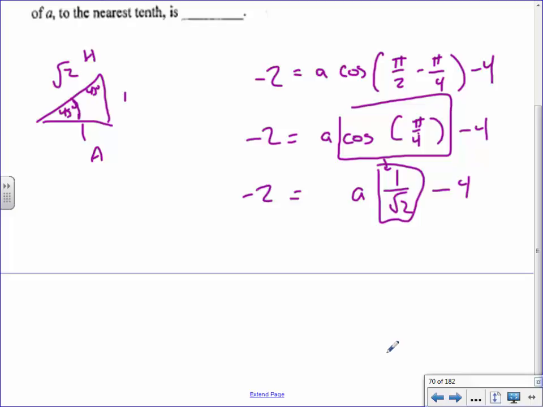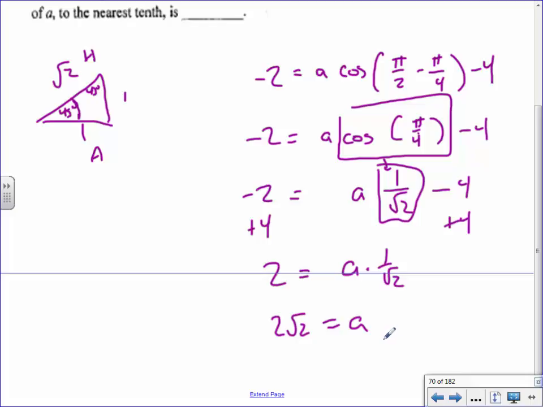Well, now it's actually not that bad to solve for a by itself. To isolate for a, add 4 to both sides, which means that 2 equals a times 1 over root 2. And then to get a by itself, just multiply by root 2, and it gives you 2 root 2 equals a. That's your answer.